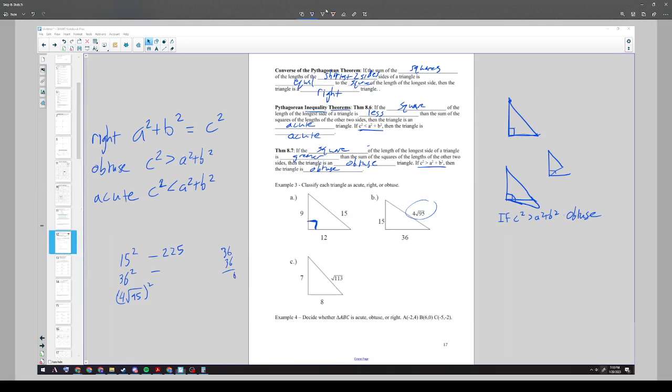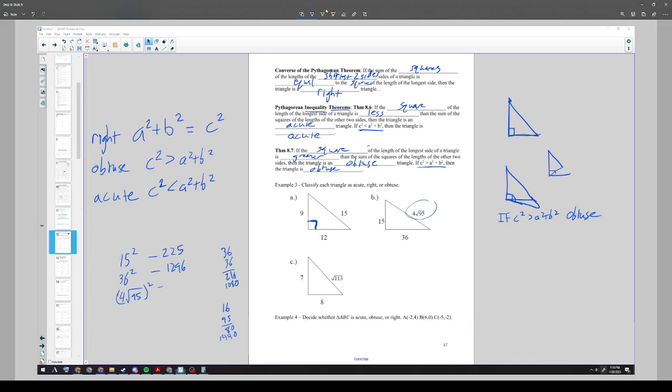So 6 times 6 is 36, carry a 3, get 18, that's 21. 0, 3 times 6 is 18, carry a 1, that's 10. So 1296. And then 4 square root of 95 squared. Well, the square root of 95 squared is going to become a normal 95. But the 4 squared is going to become 16. So we're going to do 16 times 95. 5 times 16 is 80. 9 times 16 is 90 and 54, which is 144.